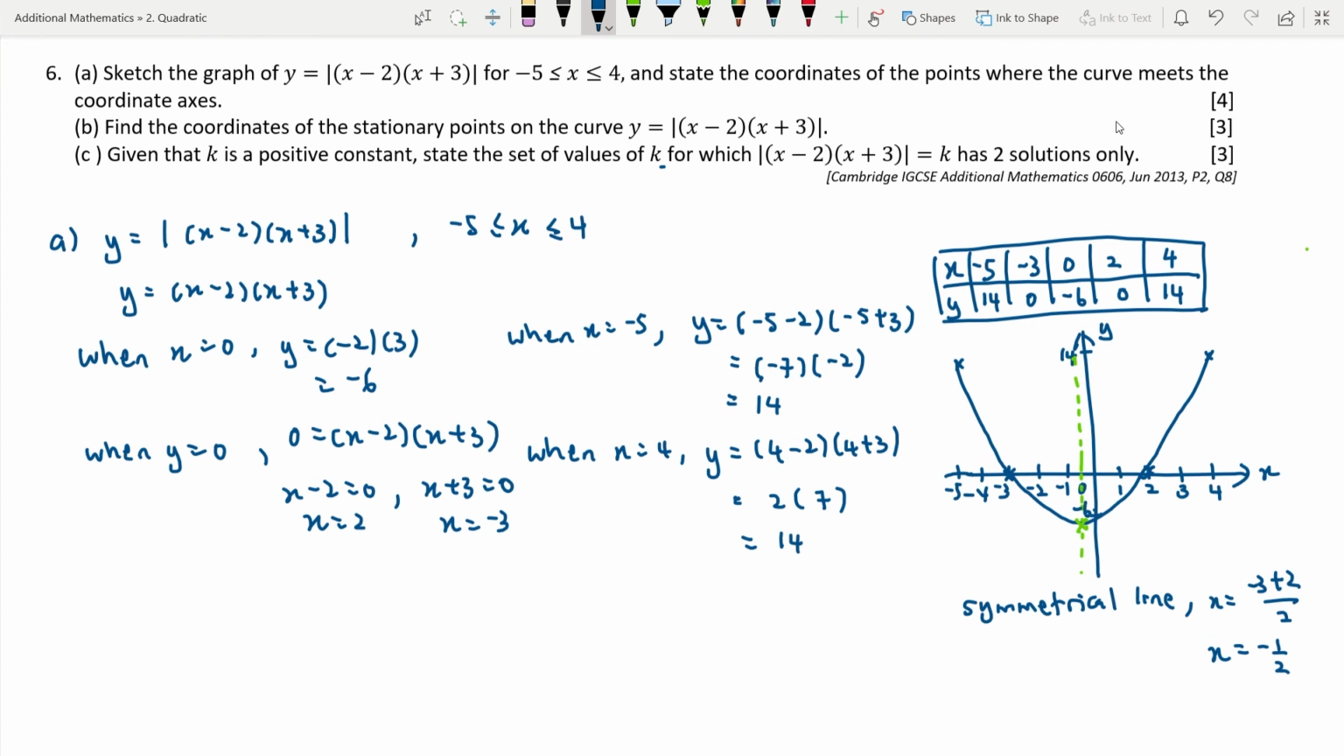This is not the end yet. This is not the curve that we are asked to sketch. We need to sketch the modulus of this curve. So instead, I will use red color to sketch the graph that the question is asking for. The negative part needs to flip up. And the positive parts remain. The y-intercept becomes +6.